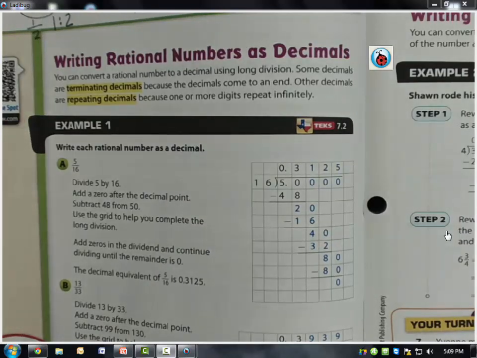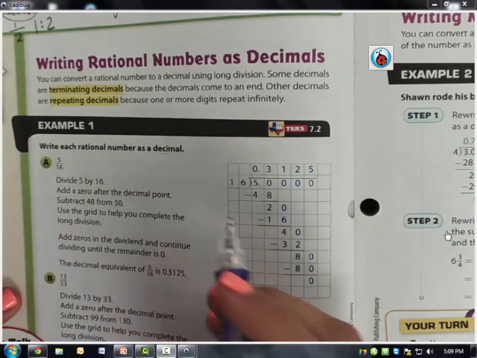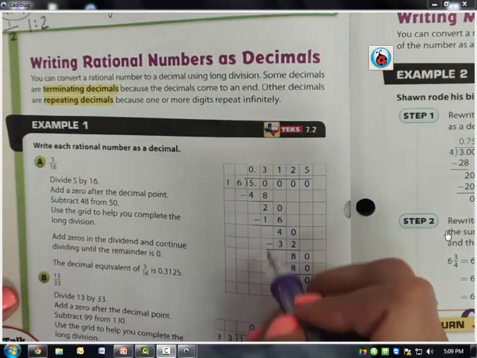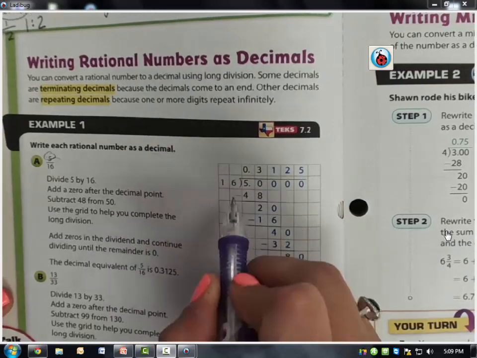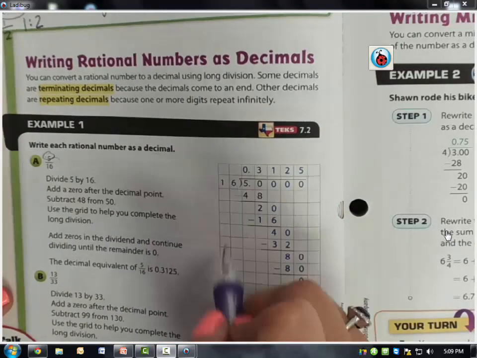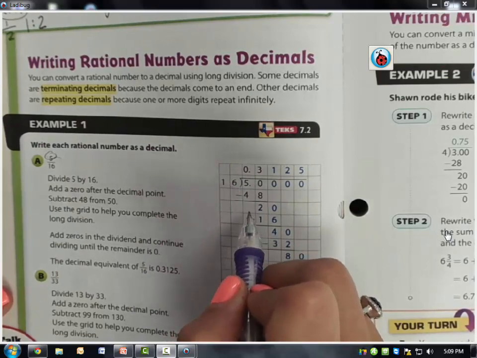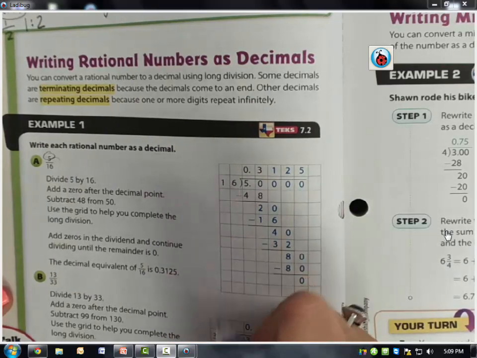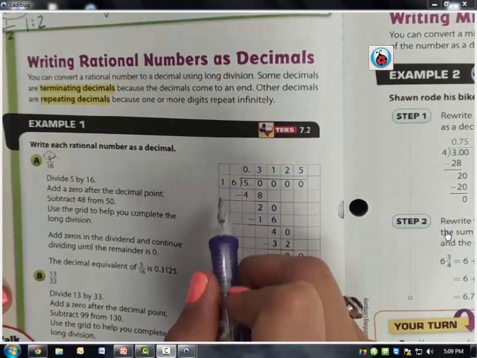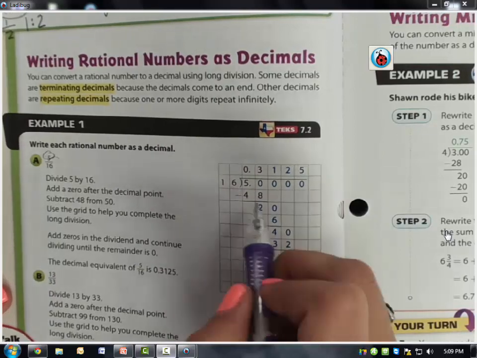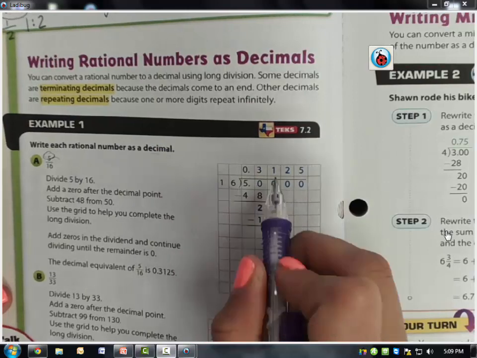Guys, they just walked it through step by step with you. They put the 5 in the house. 16 can't go into 5, so we put a 0. 16 can go into 50 3 times. 3 times 16 is 48. They subtracted, they got 2. They brought down a 0. They got 20. 16 can go into 20 once. They did 1 times 16 is 16. They subtracted, they got 4.